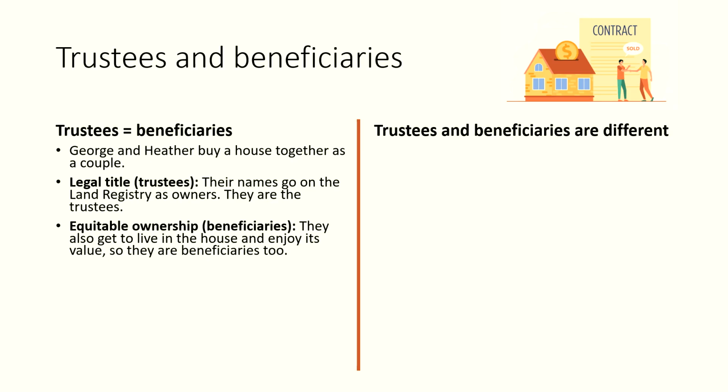Okay. Now, in terms of the second layer with the equitable ownership, both George and Heather are also living in the house. They enjoy living there. They've got a nice garden, for example, that kind of thing. So they are entitled to enjoy the value of the property, which means they count as beneficiaries under the trust as well.